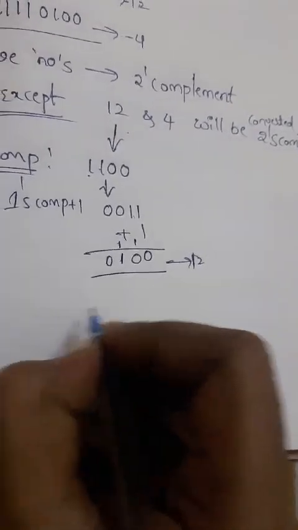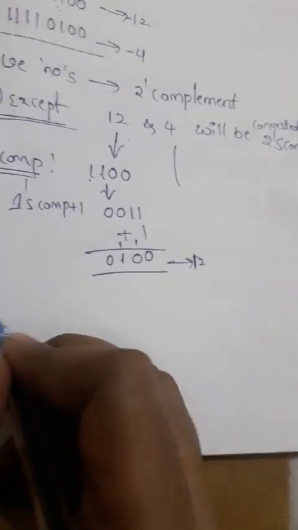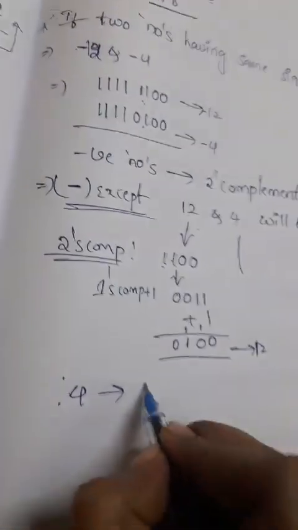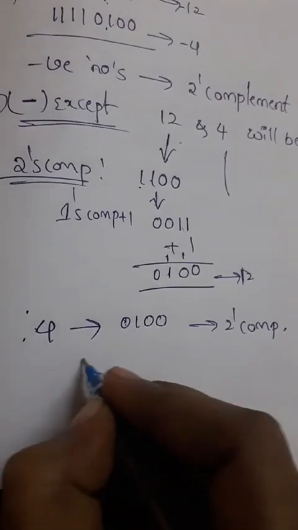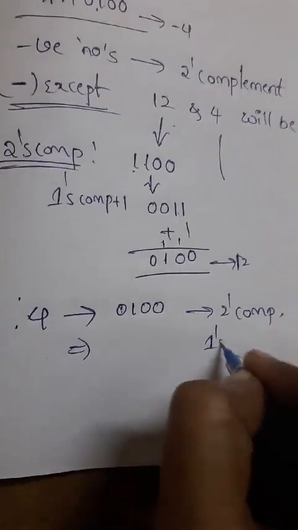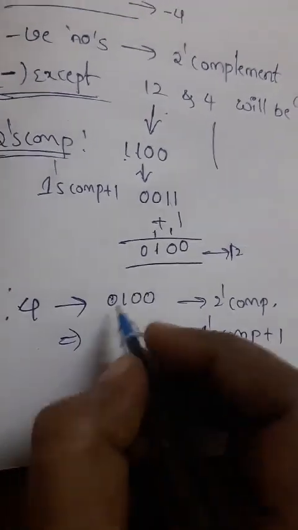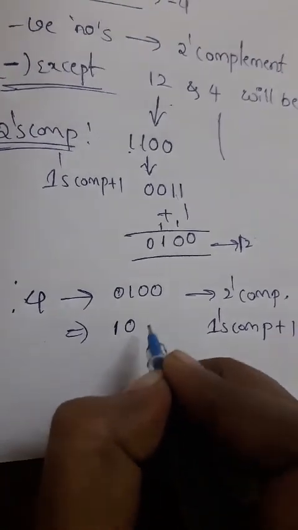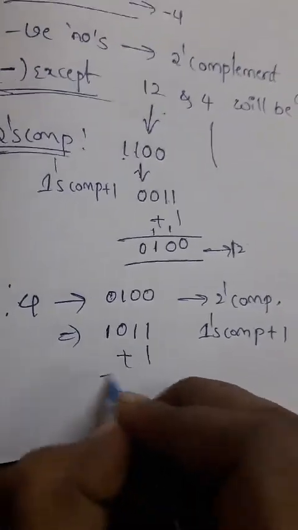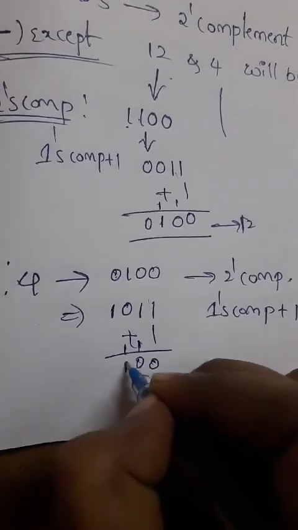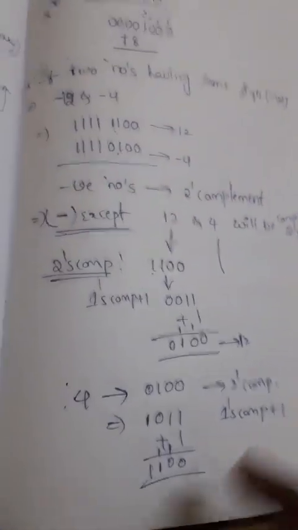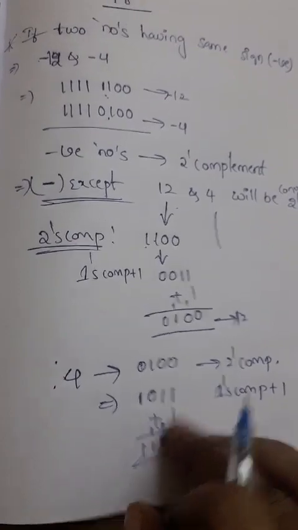Like that, we can convert 4 also. What is the binary number of 4? 0100. I need to convert this number into 2's complement. So 1's complement, plus 1. 1's complement means 1, 0, 1, 1. Plus we need to add 1. So 1 plus 1, 0, 1 carry. 1 plus 1, 0, 1 carry. 1, 1. So 1100. Whatever numbers we get here will be replaced with 1100 and 0100.